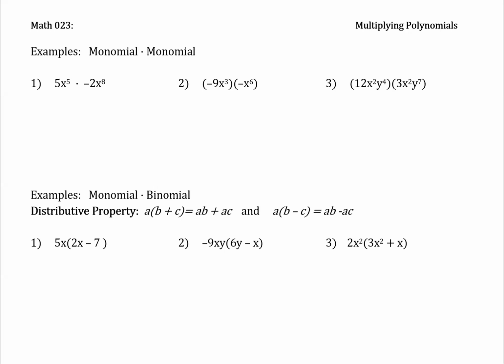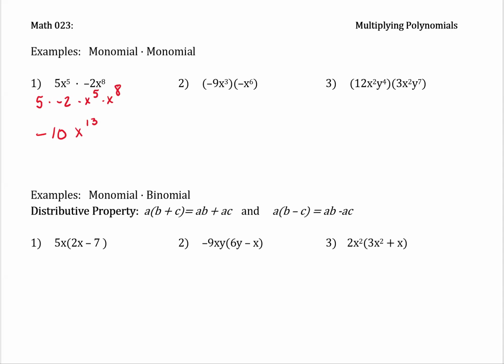If you want to group your coefficients, we can write this as 5 times negative 2 times x to the fifth times x to the eighth. 5 times negative 2 is negative 10. Same base multiplying, keep the base, add the exponents. 5 plus 8 is 13.